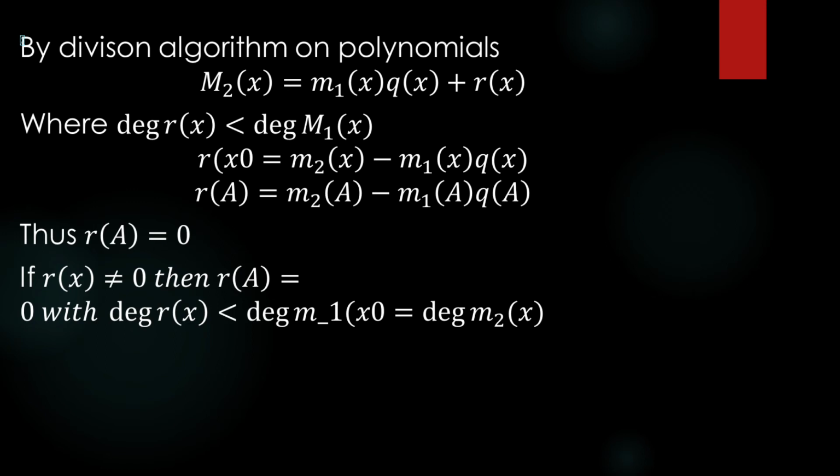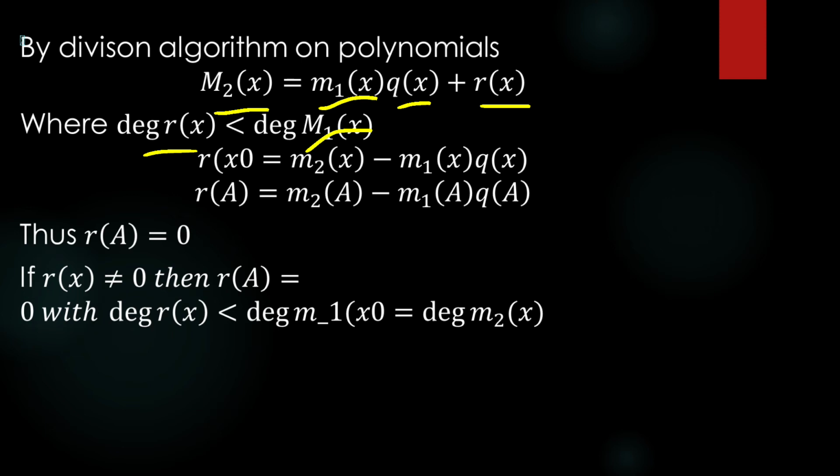So by division algorithm on the polynomials, we know this will be true, that the polynomial m2 will be equal to the minimum polynomial 1 times the quotient plus the remainder. That's definitely an application of division algorithm. So if we introduce the degree concept here, the degree of the remainder polynomial will be definitely less than the degree of m1.